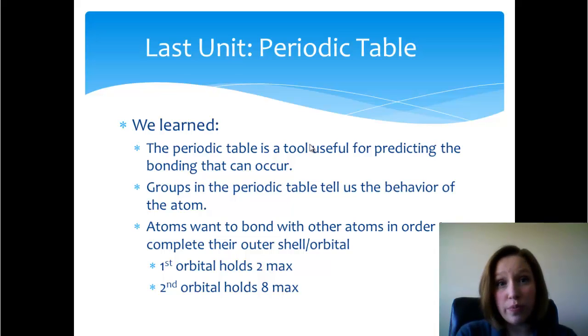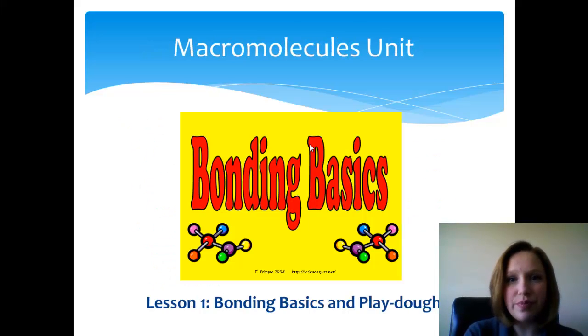Then the second orbital holds 8. And we said it's the perfect party size. You have to have 8 to be considered a party. And so we want to complete that 8. So if we have a low number of valence electrons, we want to give them to somebody else and let them spend more time over there. But if we have a lot, we're trying to recruit people to our party.